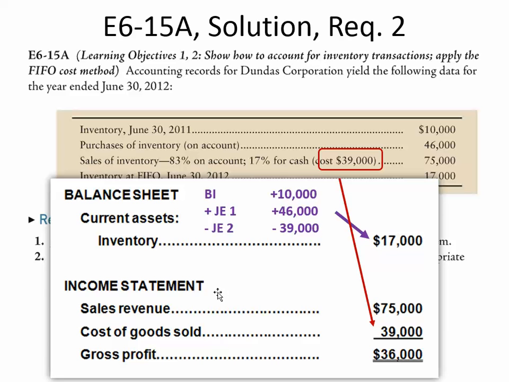Now, on the income statement, what we're going to have is sales revenue. Sales revenue is given to us as 75,000 in the table, and we had a journal entry to sales revenue as well. Cost of goods sold is that cost of inventory they gave us of 39,000. And so if I take sales revenue of 75,000, subtract my 39,000 cost of goods sold, I get gross profit of 36,000. And that's what I will see on the income statement related to these items. That's it on that one.